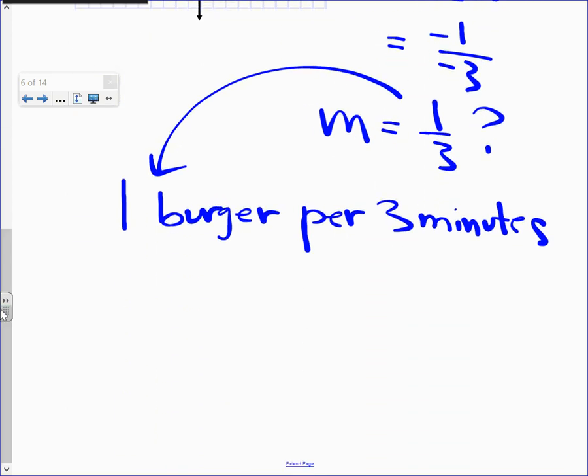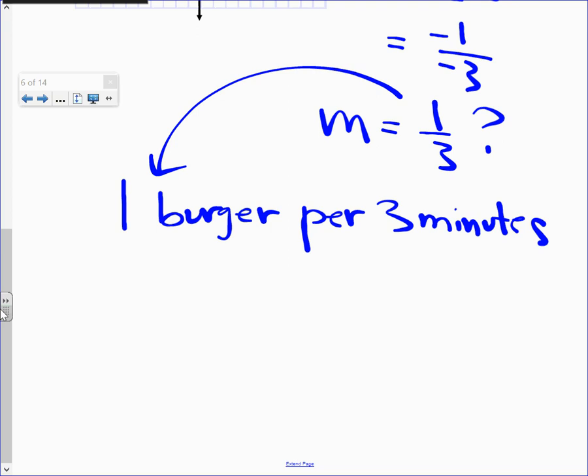Now, what if I want to know how many burgers I'm eating per minute? What if I want to know how many burgers am I eating for every 1 minute? Because like say when we're driving and you look at the speedometer, you don't say I'm driving 50 miles per 5 hours. Okay, one more time. 1/3 of a burger per what? Okay, good.